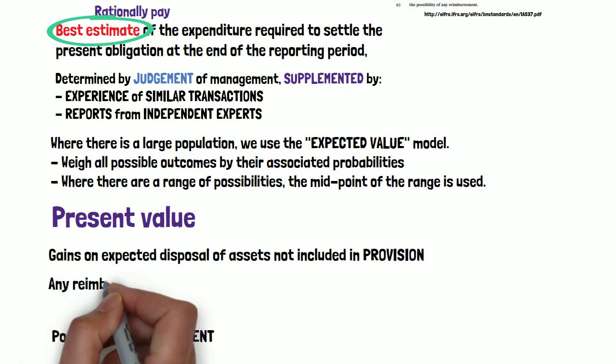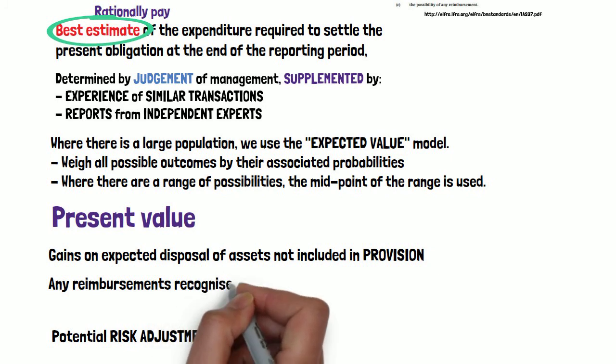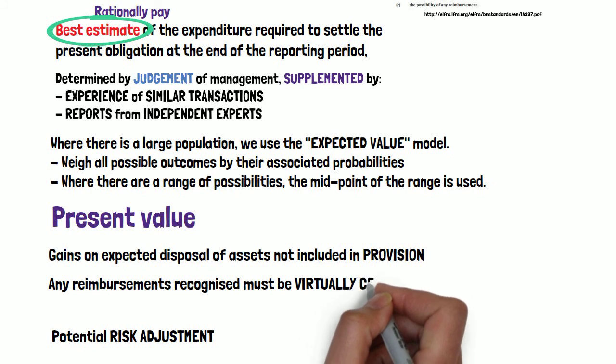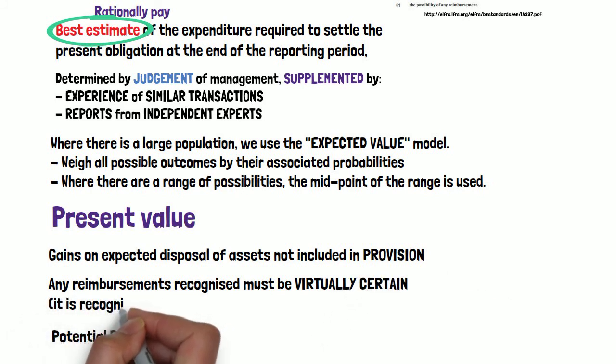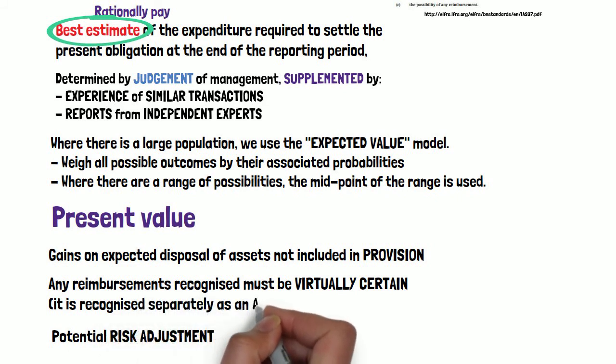And any reimbursements that are recognized must be virtually certain, but they cannot be recognized as either a provision or within a contingent liability. They are separately recognized as an asset. And that virtually certain bit is key because it means that it meets the definition of being a contingent asset by being virtually certain.